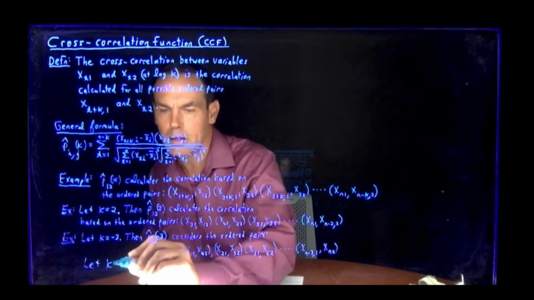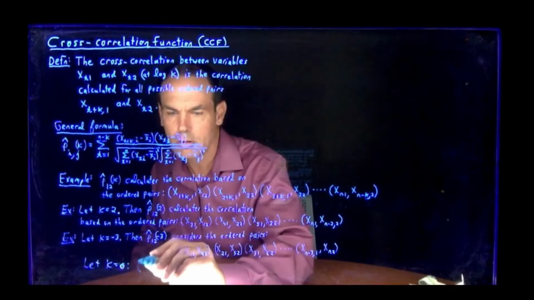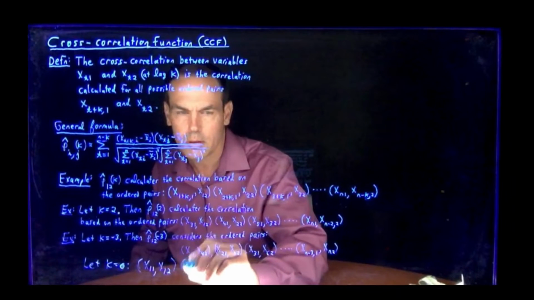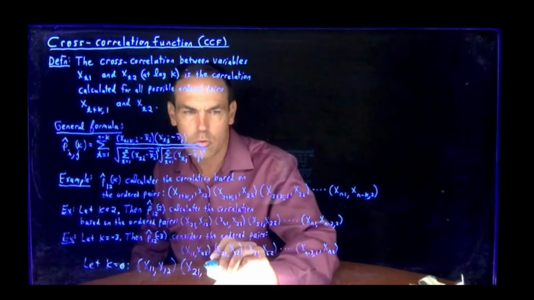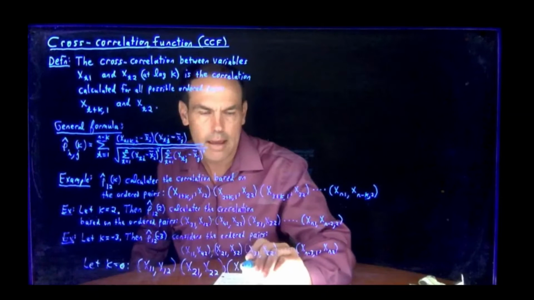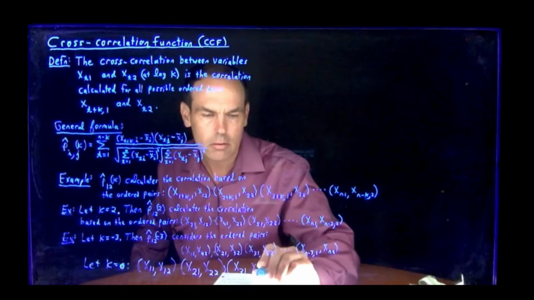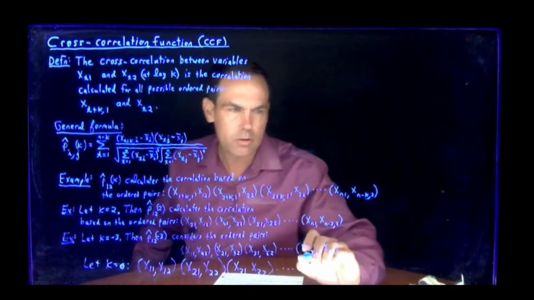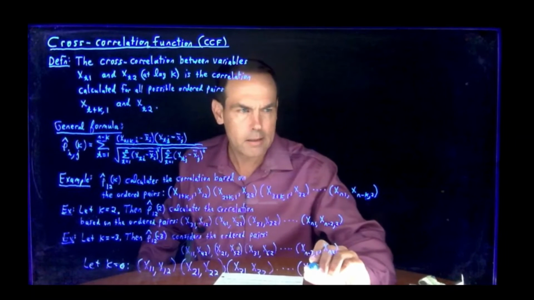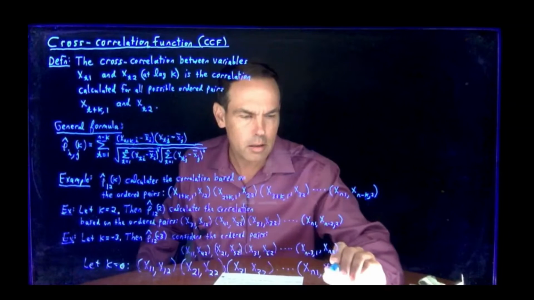If we let k equal 0, then what we have are the ordered pairs x11, x12, x21, x22, x31, x32, and that goes all the way out to the end, which would be xn1, xn2.